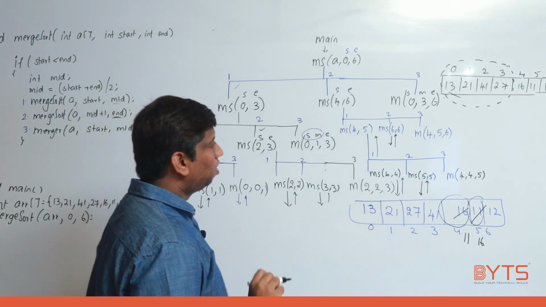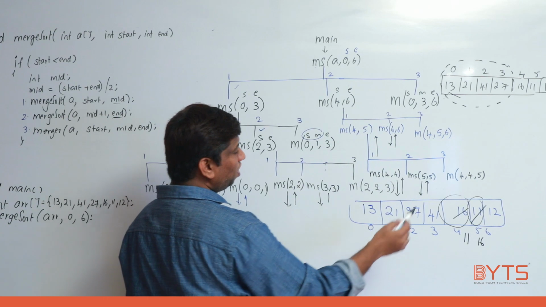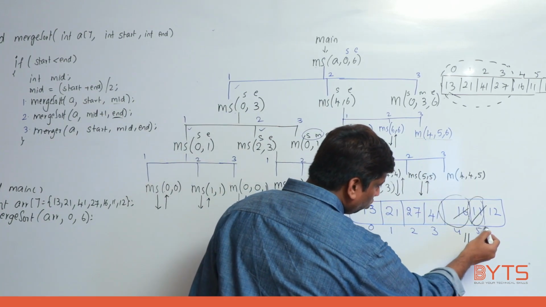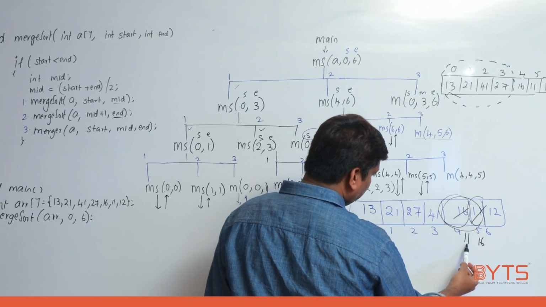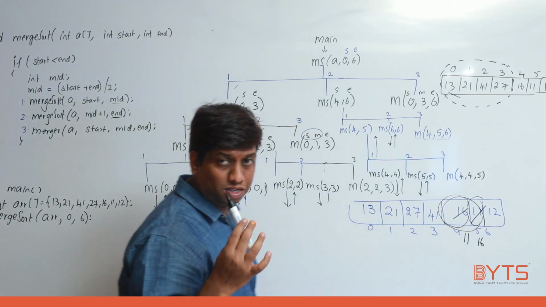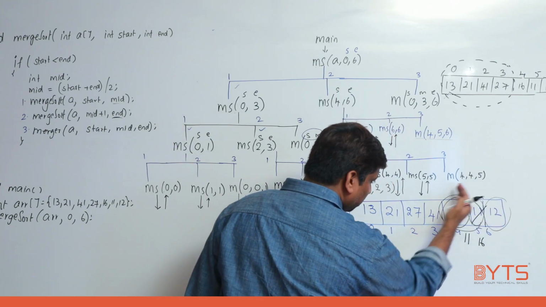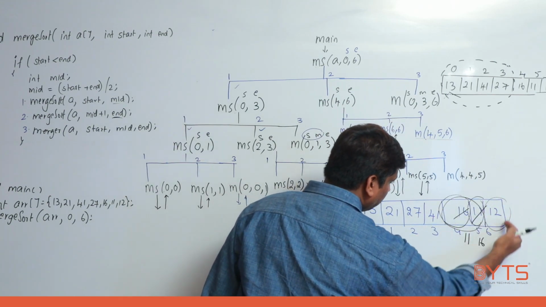Okay, I came back. Now first line completed, second line completed, now third line. What is the third line telling? 4 to 5 is already sorted. Yes, 11, 16 is sorted. And the sixth element is also sorted. 12 alone. See, this array is sorted. This array is also sorted.